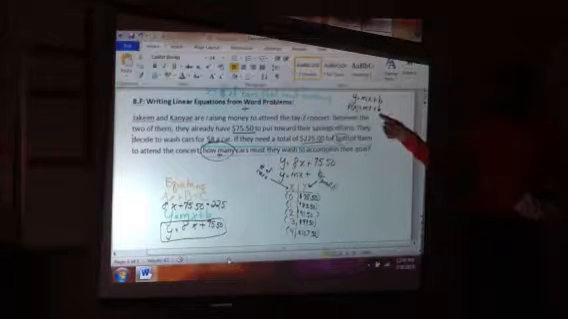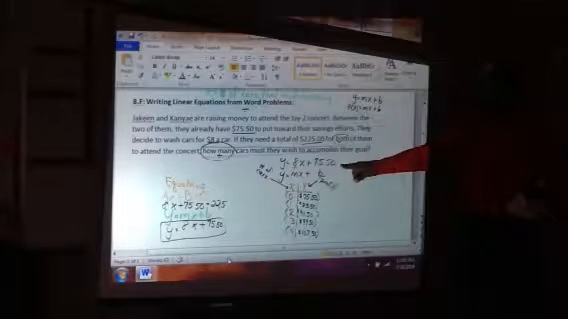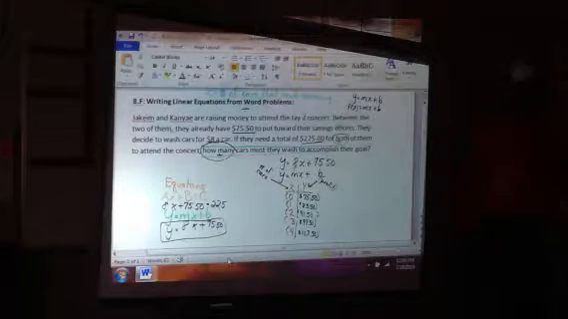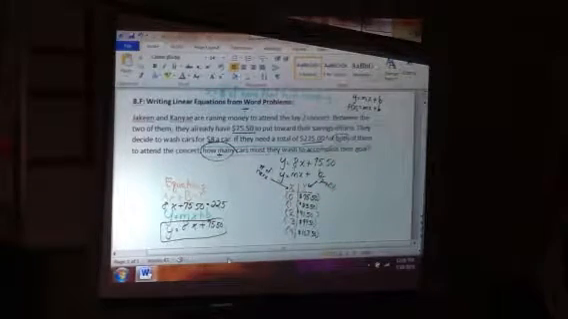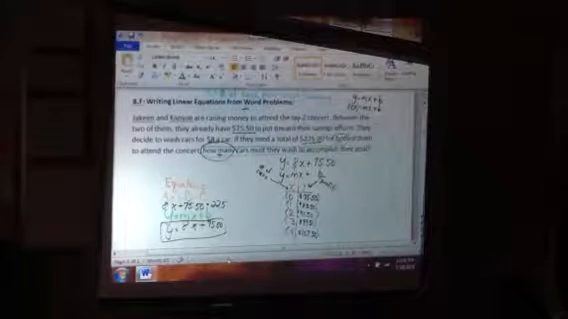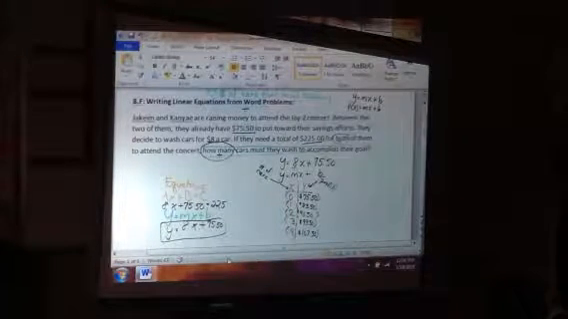Where did we start graphing? 75.50. How do I know? Look at the first point. Does it make sense? So when I graph this, what kind of slope or line should I have?